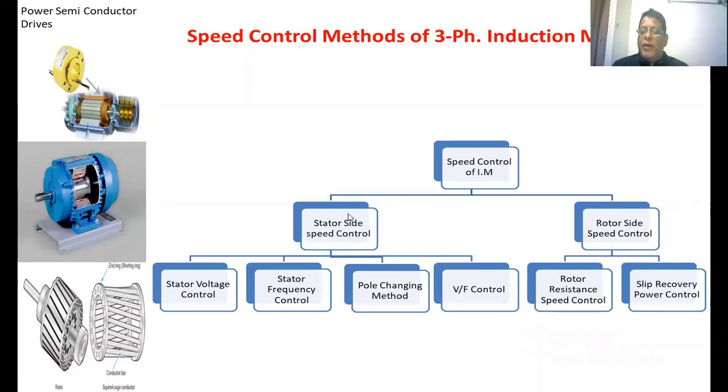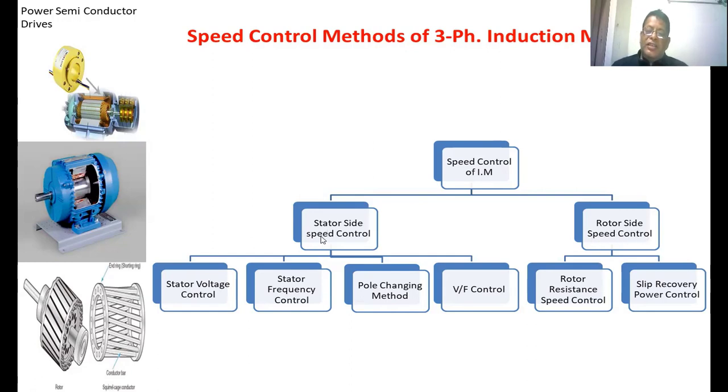Suppose we control the parameters on the stator side to change the speed of a motor, that is nothing but the stator side speed control methods of a three-phase induction motor. Suppose we change the parameters at the rotor side to control the speed of the induction motor, then it is called rotor side speed control methods of a three-phase induction motor.